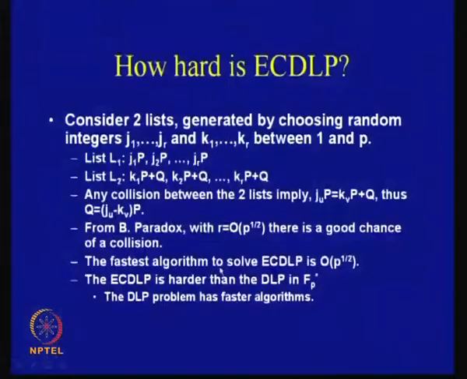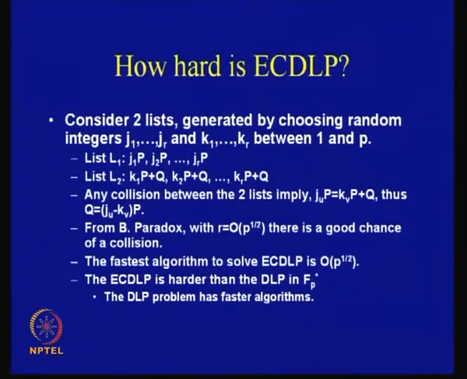And the interesting thing is that this is probably the fastest algorithm that has yet been found to solve the elliptic curve discrete log problem, which has a complexity of O of P to the power of half. There are algorithms called index calculus algorithms, whereas for the discrete log problem in FP, there are much more advanced and much faster algorithms, right.